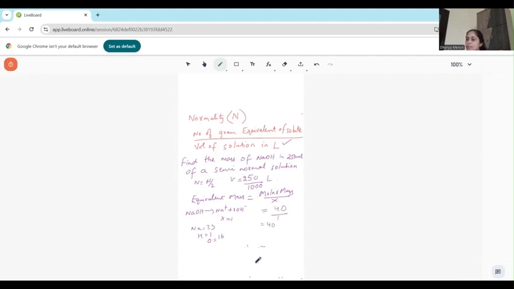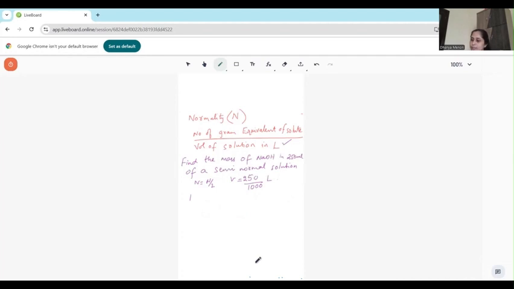Right. So we got the equivalent mass, we can do it directly now. So I'm just rubbing this part. Equivalent mass is 40. Now, semi-normal is 1 by 2.